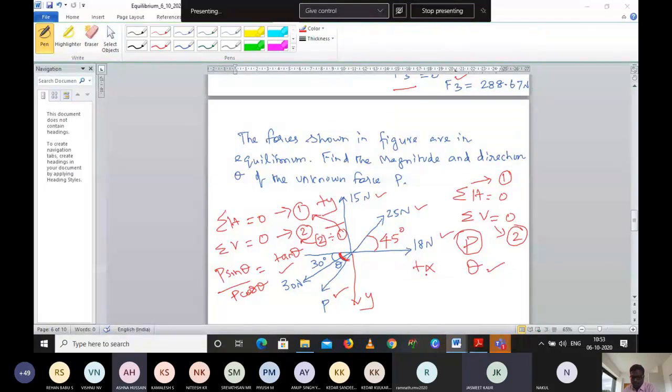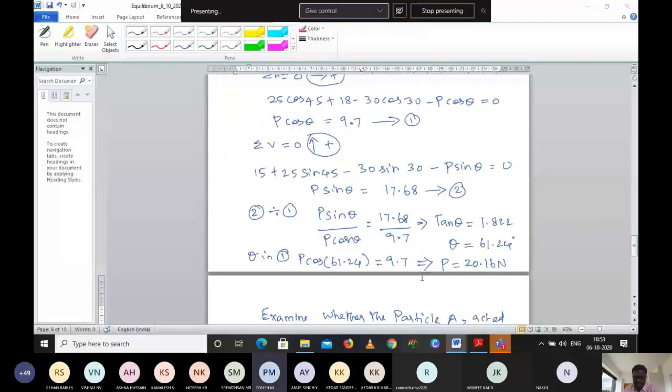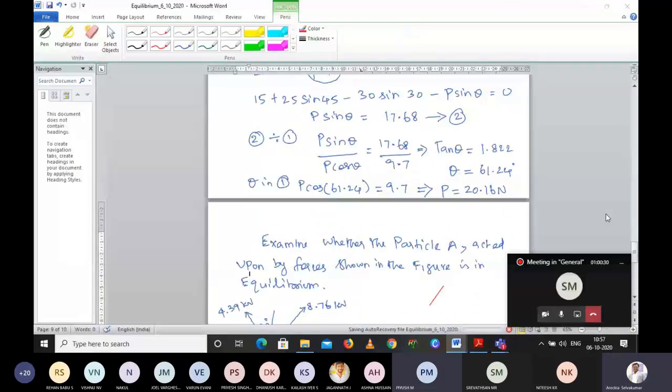So your answers are, okay, I will wind up the session. I will show the answers alone. Please solve it. So your answer is 20.16 and 61.24. Sir, both P and Q are coming as complex numbers.